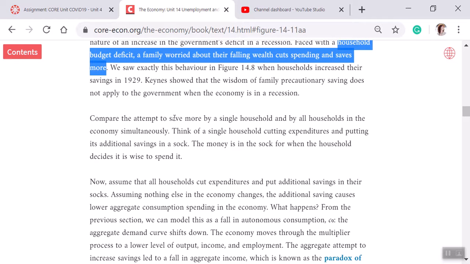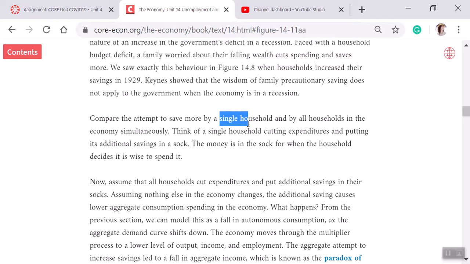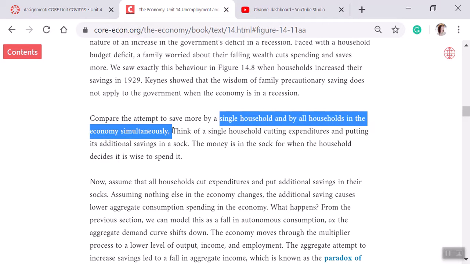But let's look at this. Compare the attempt to save money by a single household and by all households in the economy simultaneously, right? So if you're feeling a little bit of a squeeze right now, COVID-19, even if people want to spend money, they can't. But a lot of the uncertainty, people don't want to be spending money anyway, right? They're kind of saving and waiting to see what's going to happen next.